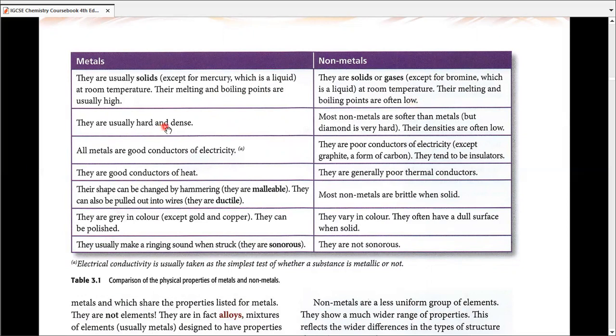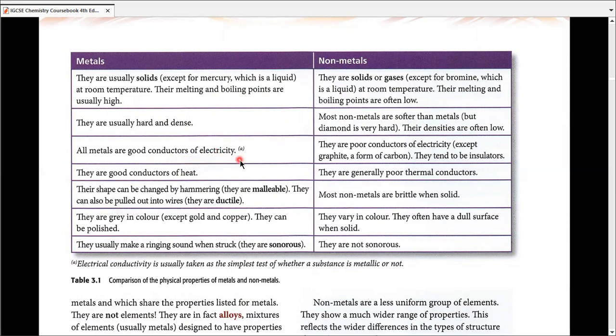Metals are usually hard and dense. Non-metals are usually soft. The only non-metal that we consider very hard, which is actually naturally the hardest substance on the planet, is diamond. Now that's an exception. All non-metals are softer than metals, except one, diamond. Their densities are often low. Metals usually have high densities.